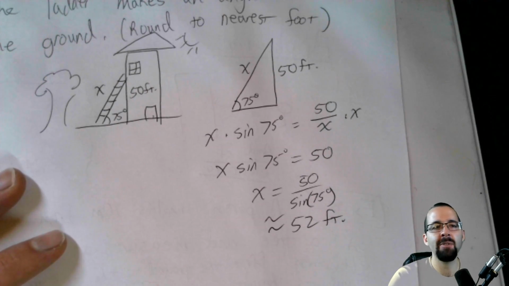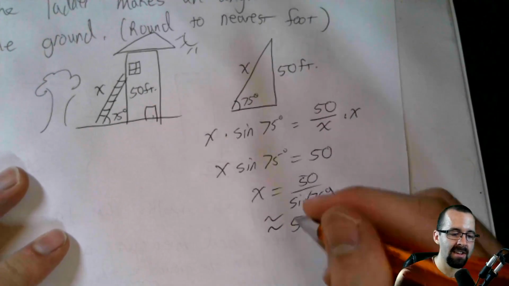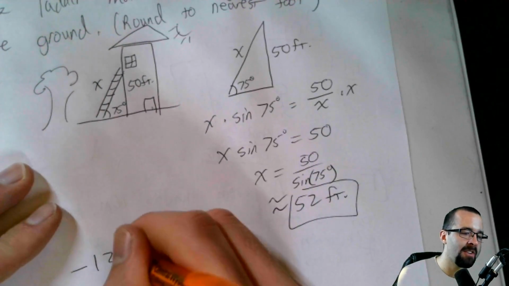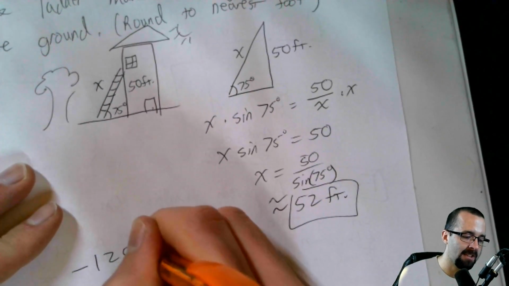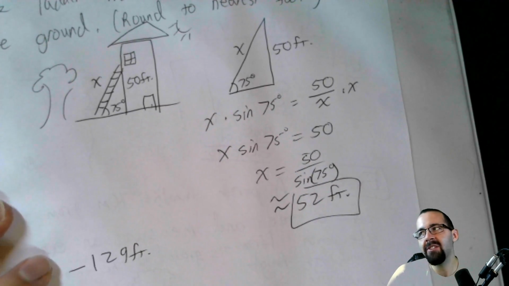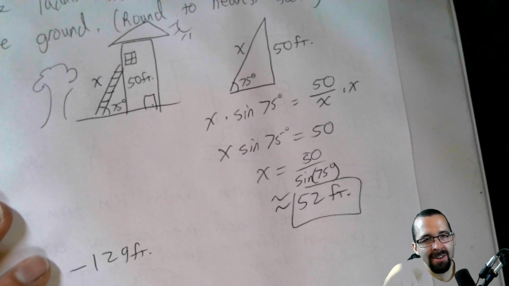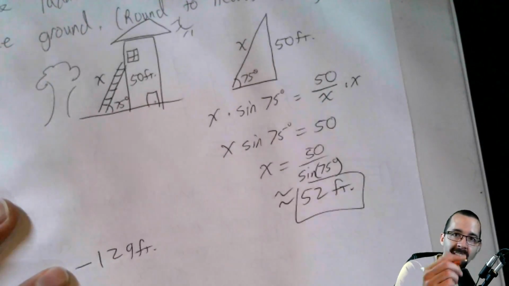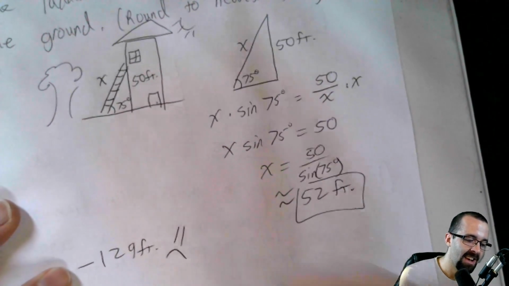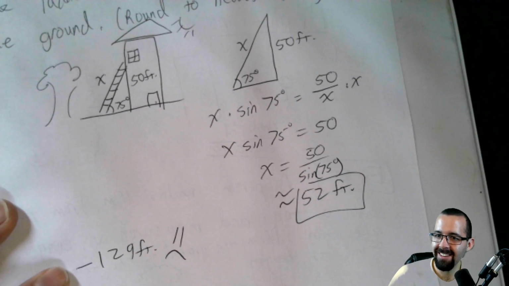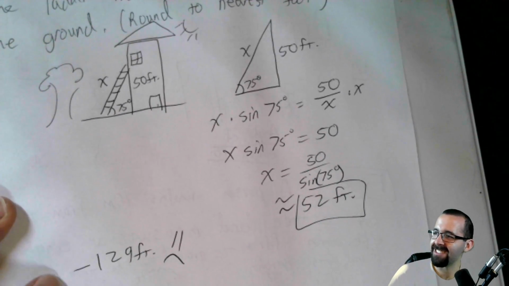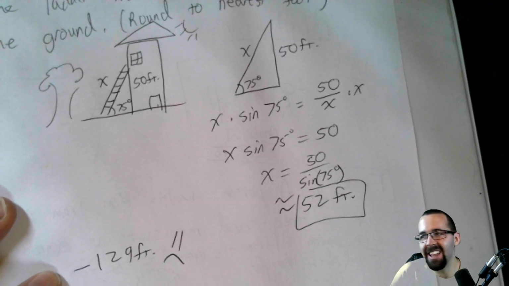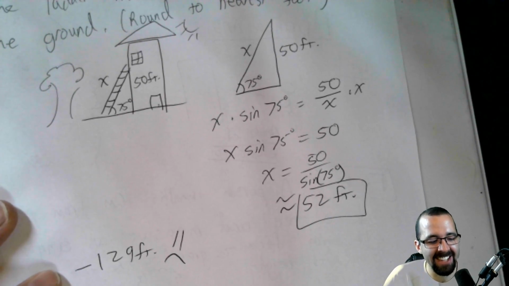And let's say your calculator was in radians. If your calculator was in radians, you'd get an answer of about negative 129 feet. And if you're talking about a negative 129 foot ladder and you give me that answer, I'm going to draw on Canvas a big sad face. Don't give me this garbage. Okay? No negative ladders here. Not in my trig class anyway.